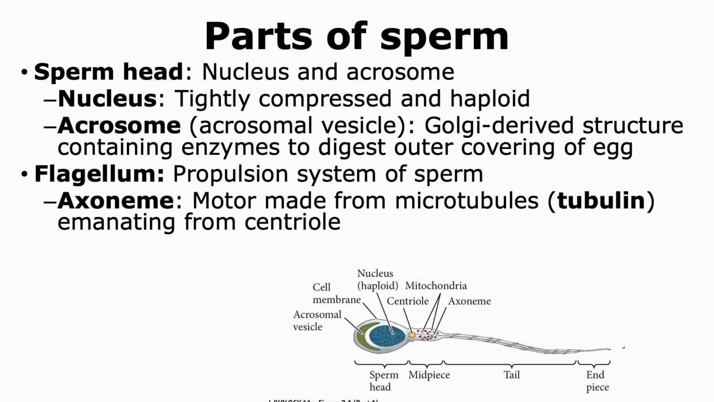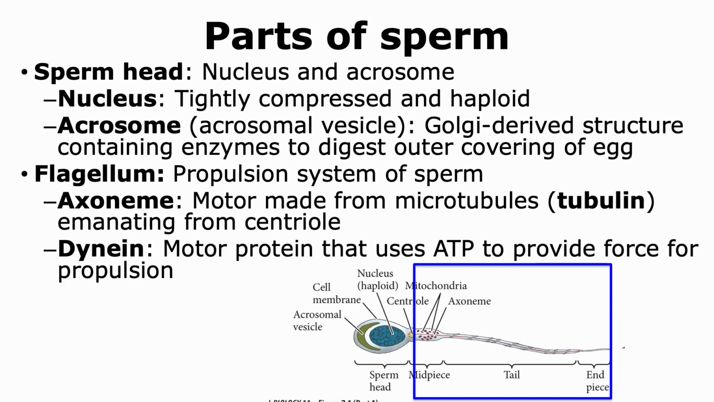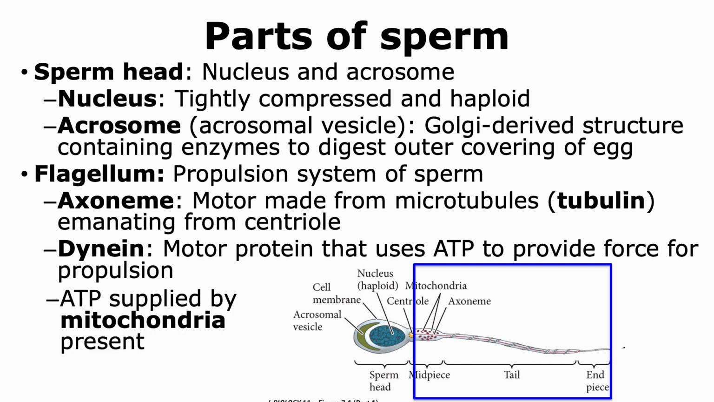The flagellum is the propulsion system of the sperm, and that is what is shown in the blue box in the figure. There are different parts of the flagellum, and the first part is the axoneme, which is a motor made from microtubules emanating from a centriole. The centriole is that small yellow dot right after the nucleus in the figure below. Another motor protein called dynein uses ATP and provides the force for propulsion. The ATP needed for propulsion is supplied by mitochondria, shown as those tiny red dots in the midpiece of the sperm. Thus, the flagellum allows the sperm to move around so that it can find the egg.